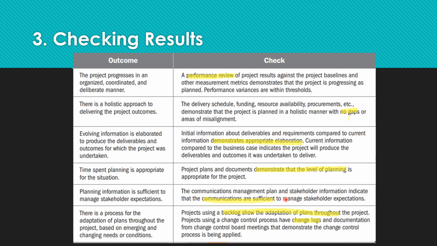And process adoption. How do I check the process of adoption? To ensure that the backlog is getting adopted throughout the project. Right? For every sprint, are you getting the changes? Based on the changes, are you prioritizing your backlogs? And then in a predictive method, are you maintaining a change control process? Are you maintaining a change log? Are you providing the required documentation of analysis and of change control board meetings, right? To demonstrate the change control process.